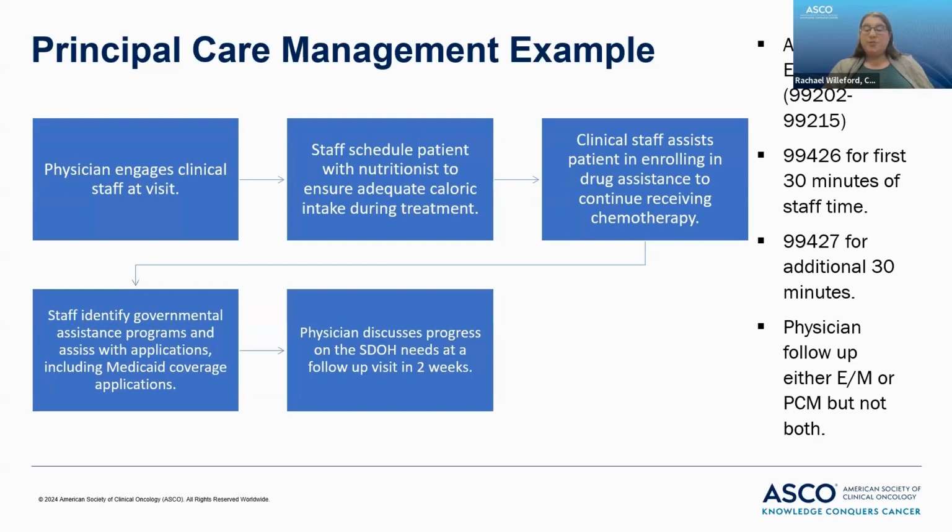So the activities will be reported with an appropriate E&M code for the initial visit and potentially a prolonged service code. Principal care management code 99426 after completing 30 minutes of service by staff, and then a 99427 if an additional 30 minutes had been obtained by the end of the calendar month. And then when the physician discusses progress on the social determinants of health needs at their follow-up, this could be counted for either an E&M or the Principal Care Management code. However, it can't be reported for both of them. Time has to be separate.